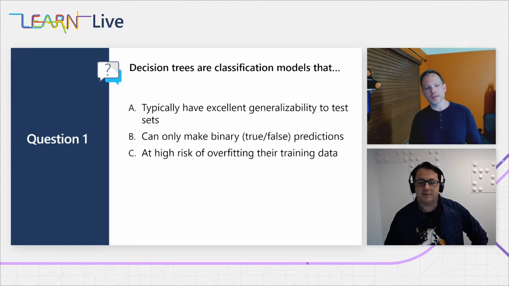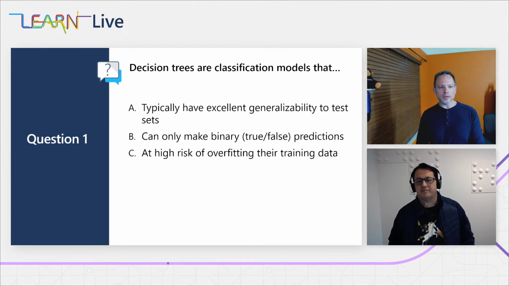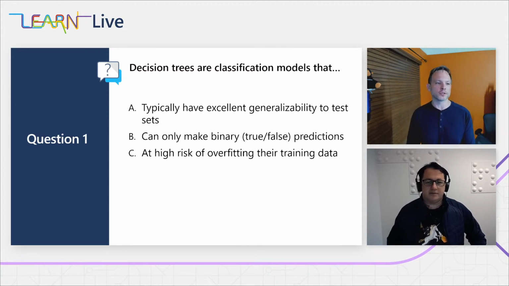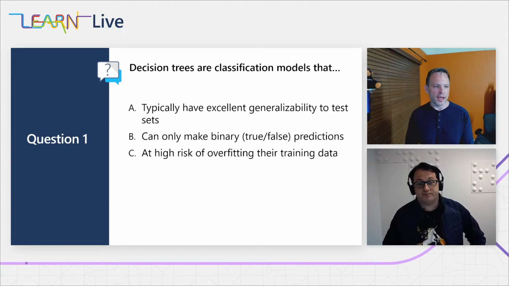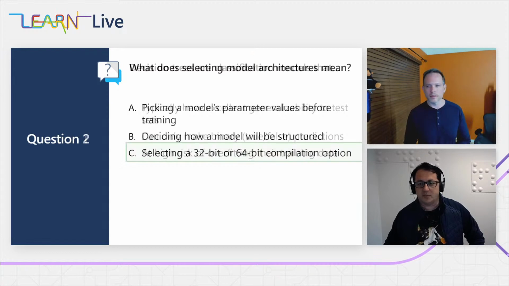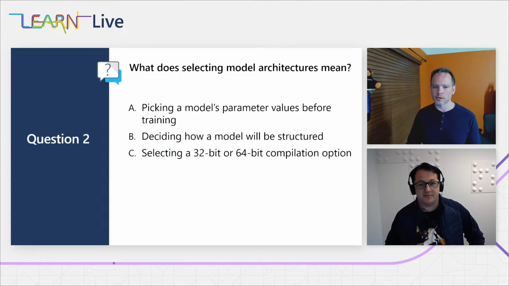All right, does it typically have excellent generalizability to test sets? No, not automatically, not off the bat. How about can only make binary true-false predictions? Nope, we've seen it work with multiple categories, so that's not right. So at high risk of overfitting their training data, which is essentially the opposite of A, and this one actually is correct. Yes, they are at high risk of overfitting their training data, but we, of course, have our techniques to mitigate that. Yeah, which we applied with the random forest as well.